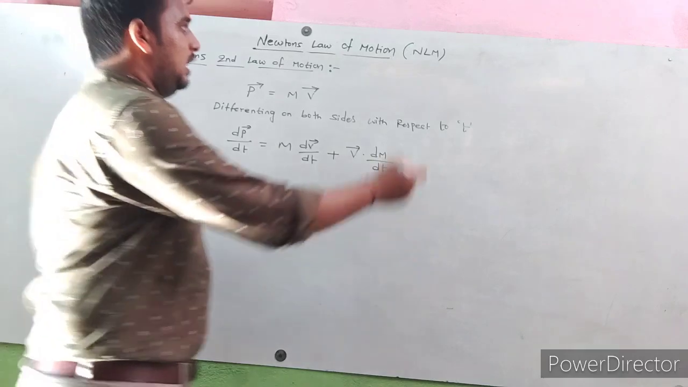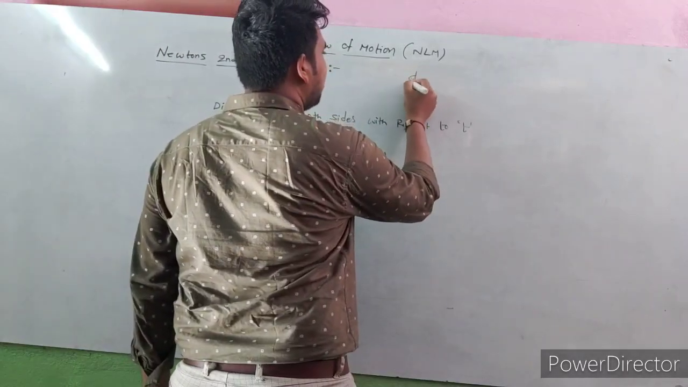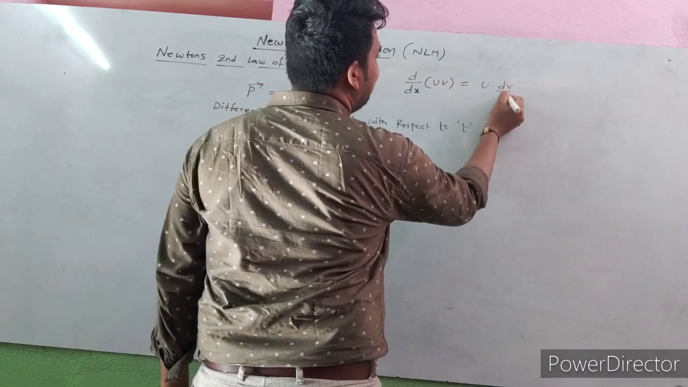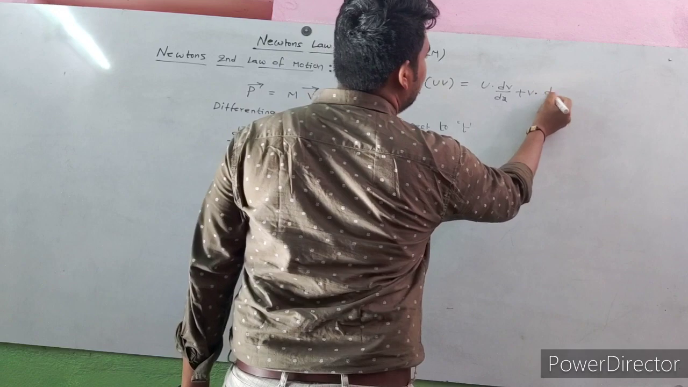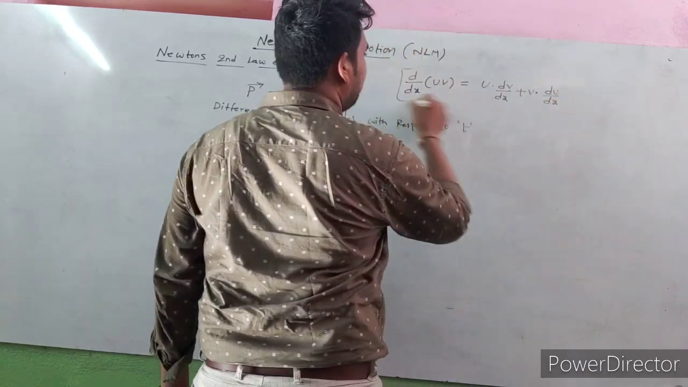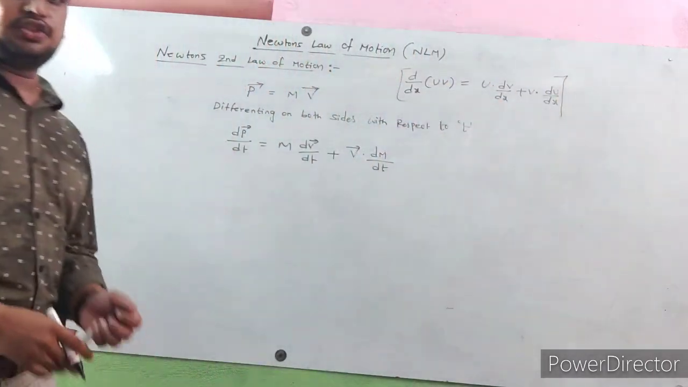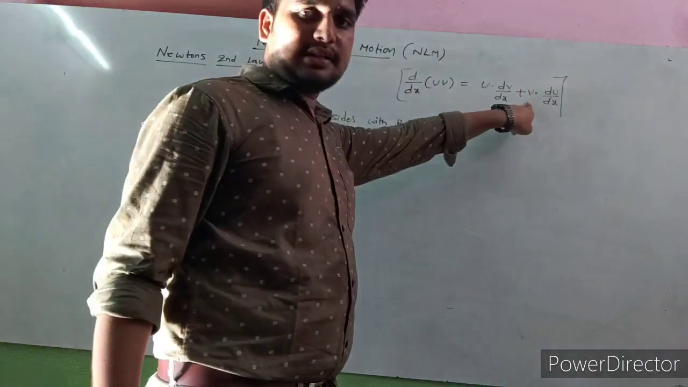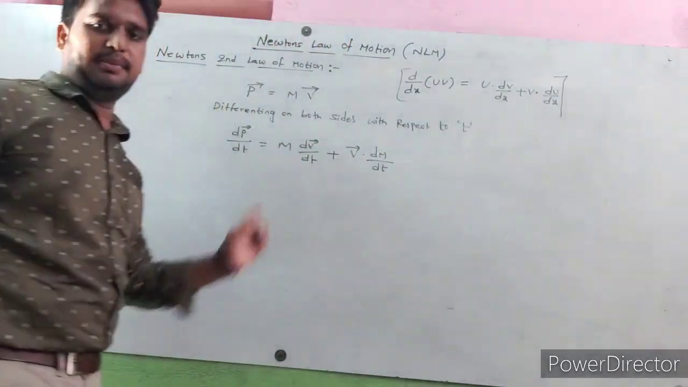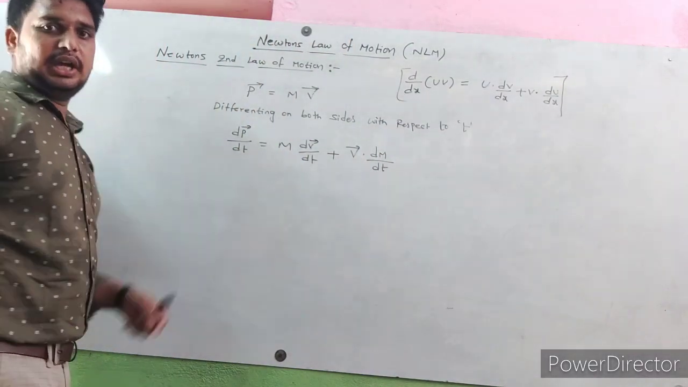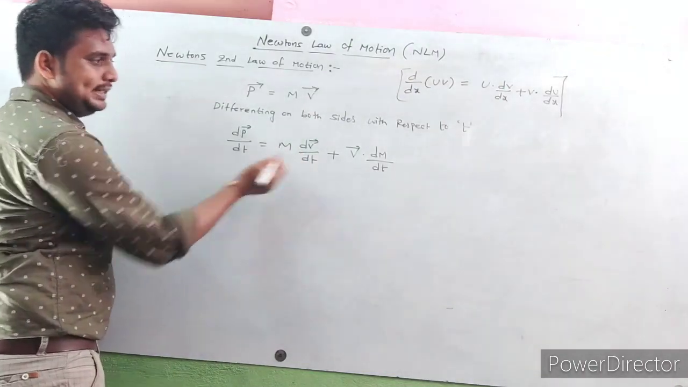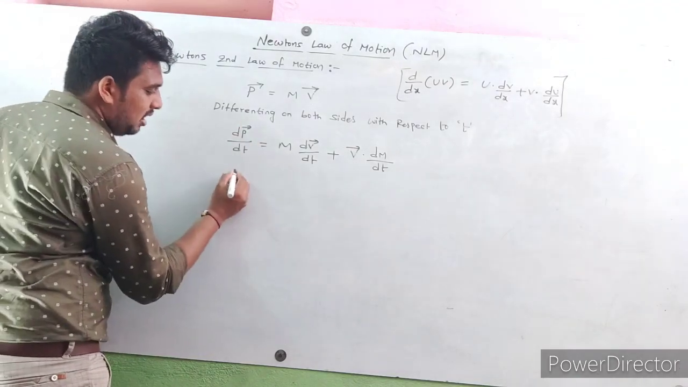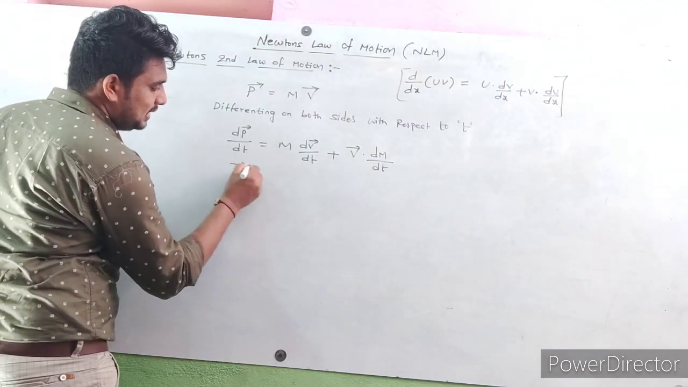Here the formula is d by dx of uv is equal to u into dv by dx plus v into du by dx. This is the differentiation formula. First you consider u as a constant value and differentiate v, then take v as a constant value and differentiate the other parameter. This is very important. So m into dv bar by dt plus v bar into dm by dt. From this, dp bar by dt means, as you already know, f net. Is it or not?